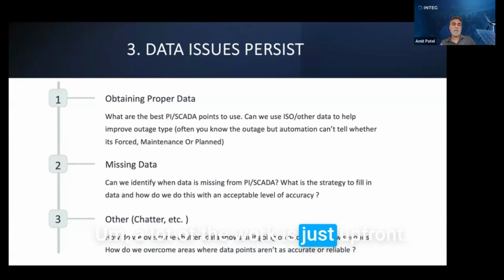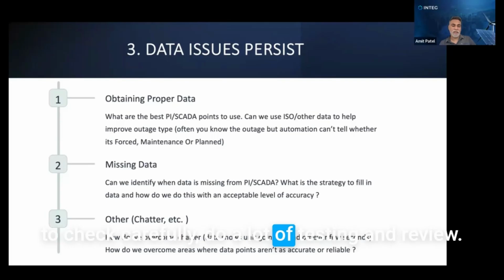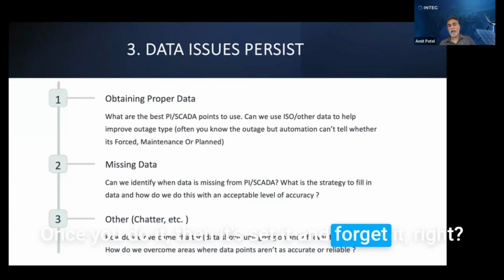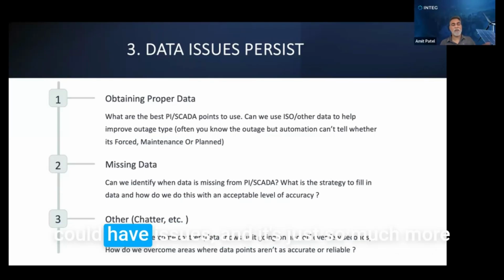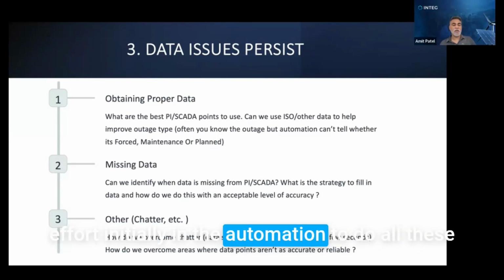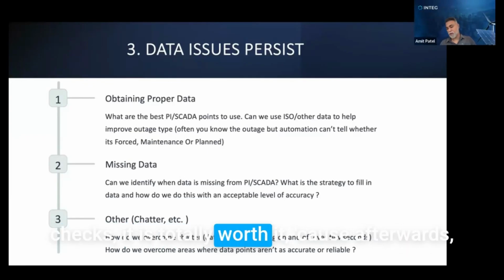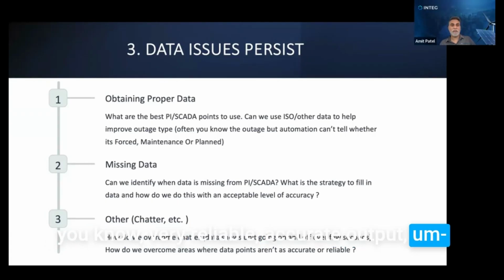A lot of the work is just upfront. When you're first setting these units up, you have to check carefully, do a lot of testing and review. Once you do it, then it's set it and forget it, right? Whereas if you're doing it manually, you're repeating the same work because you could have issues, and it's so much more work. Even though it is effort initially in the automation to do all these checks, it is totally worth it because afterwards, you're really going to have very reliable, accurate output.